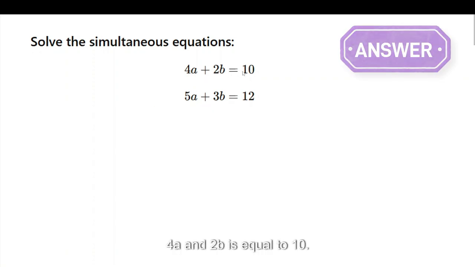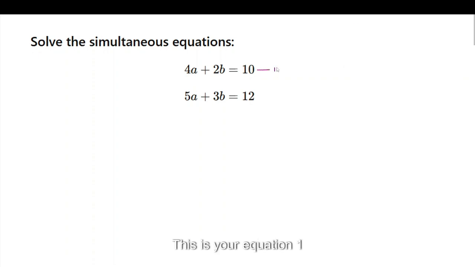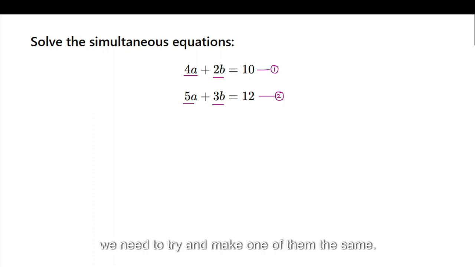4a plus 2b is equal to 10. Let's call this equation 1. 5a plus 3b is 12. Let's say this is equation 2. Now, to solve simultaneous equations, we need to have the same a terms or same b terms. In this question, you can see we have 4a and 5a, so they are different. And I've got 2b and 3b. They are also different. So we need to try and make one of them the same.